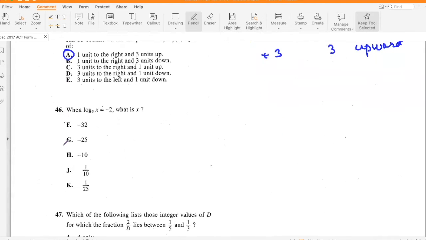When log x to the base 5 is -2, what is x? So log x to the base 5 is -2. So x is 5 to the power -2. So that's 1 by 25.